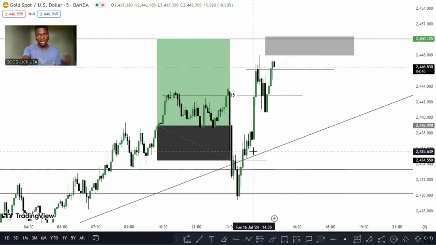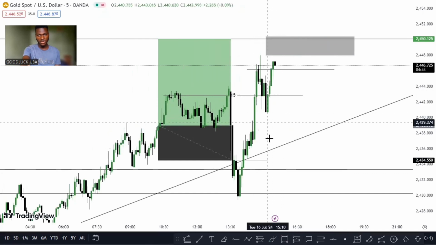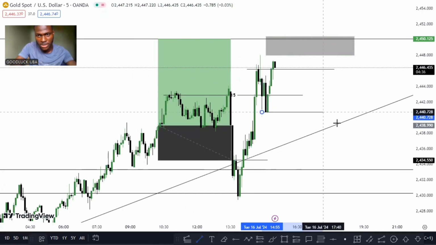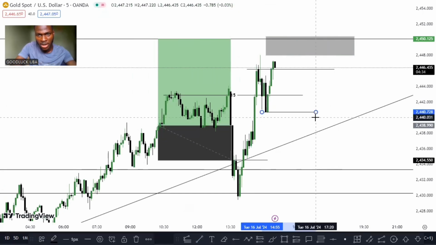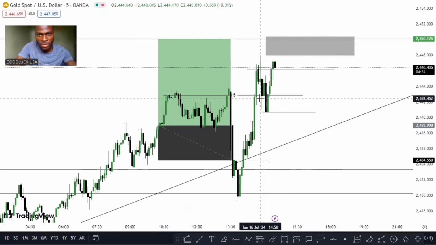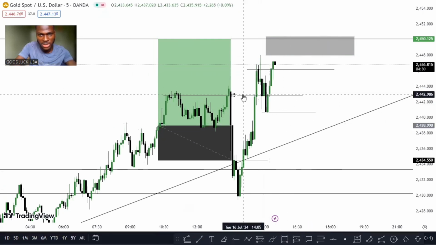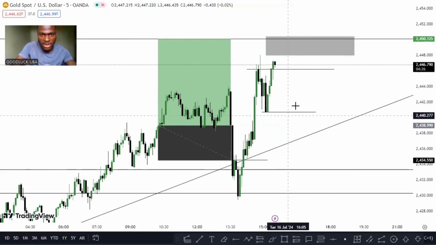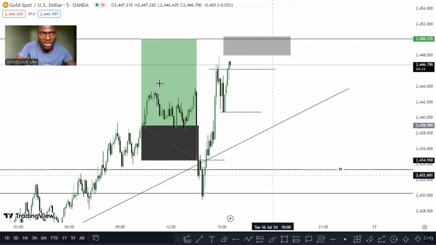On another note, if price comes back to take out this neckline around here, I'll be going in for a short again. Let me just delete my level. I'm done with this guy. So if price comes to take out this neckline, I'll be going in for a short as well. So that's just it, guys.